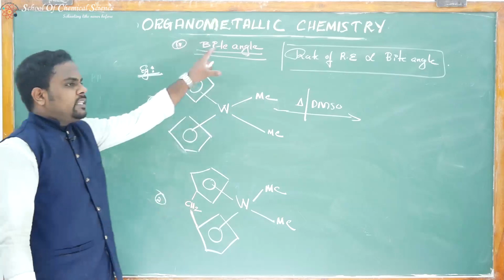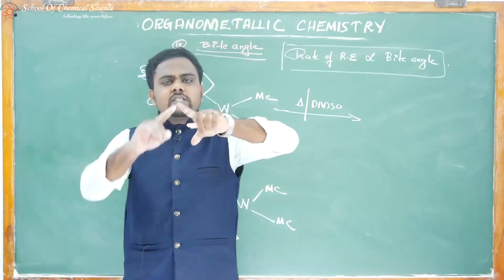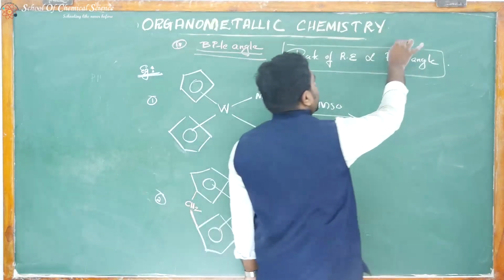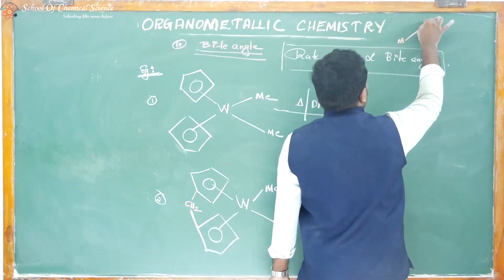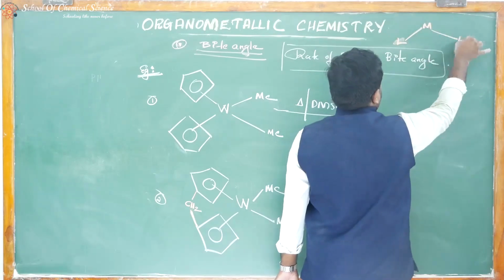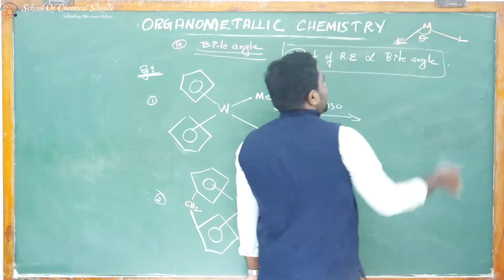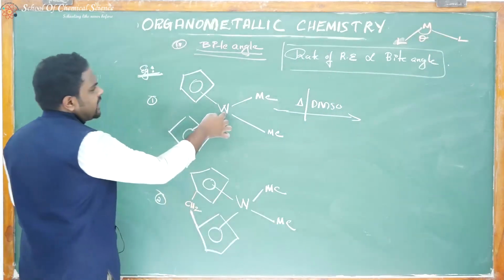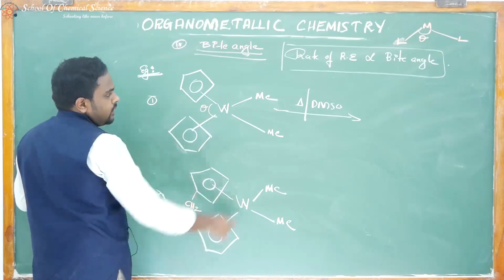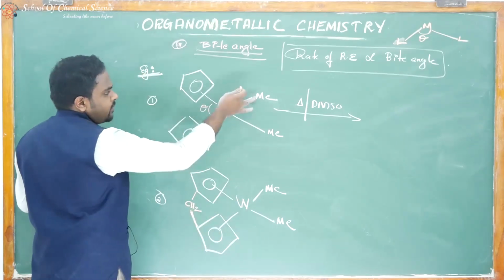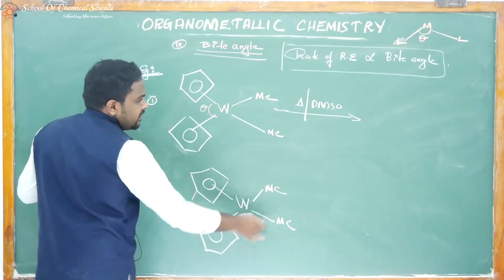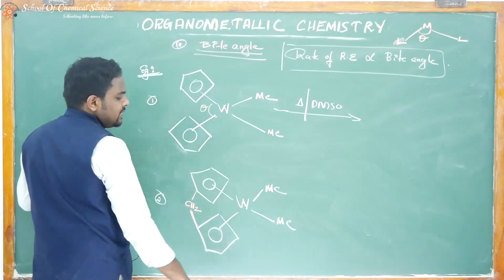So bite angle theta. You know, cone angle is defined in the case of phosphine ligands. This angle is called bite angle theta. This will be the metal and ligand. Okay, here an angle theta is there. You know the product: methyl and methyl are anionic ligands, they will be eliminated as ethane. Here also methyl and methyl are anionic ligands, they will be eliminated as ethane.